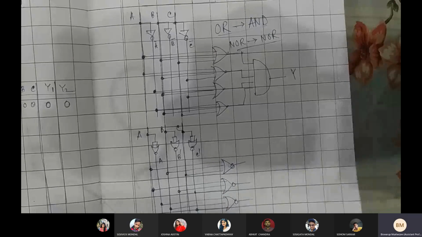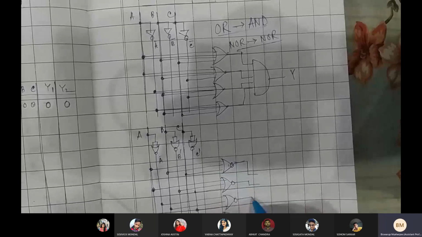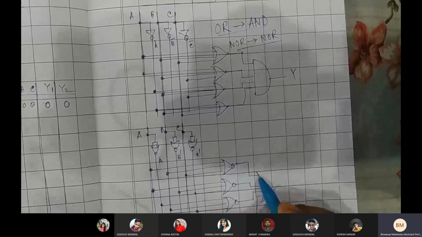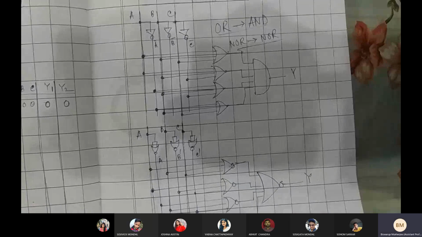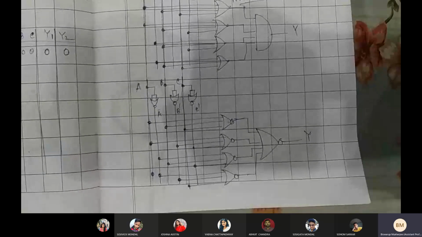And the fourth one is A bar, B bar, C. Okay, sorry, A bar, B bar, followed by C, right? So all 4 NORs, and again the final one would also be another NOR. So this will provide you the same Y. Make sure that this can also be done using universal gates.